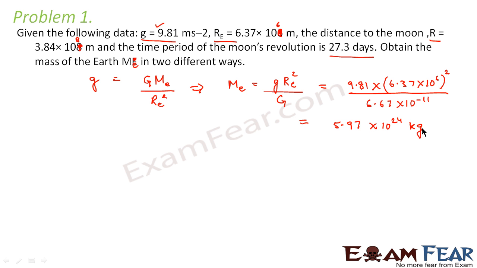So, this is the mass of the earth. Now, the question says we have to calculate it in two different ways. So, this was the first way which we adopted. Now, let us look at a second way.